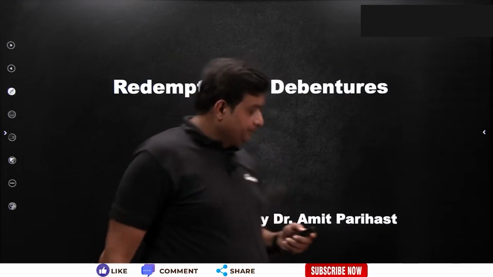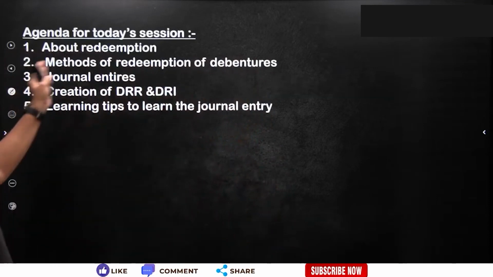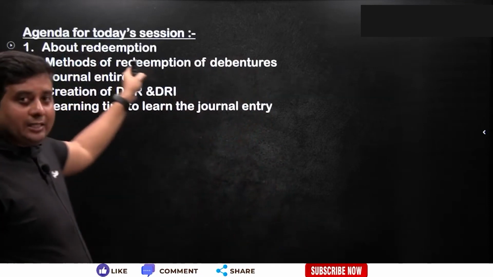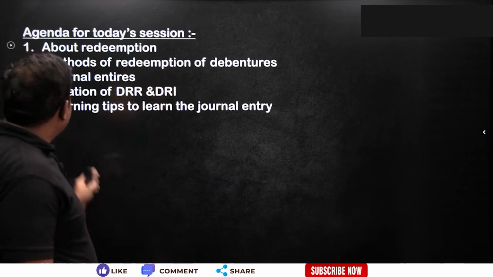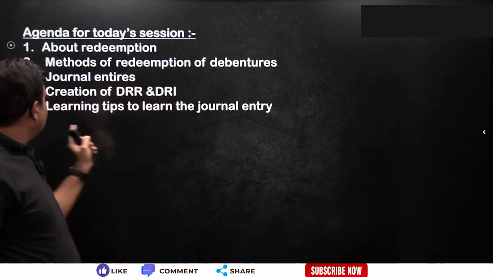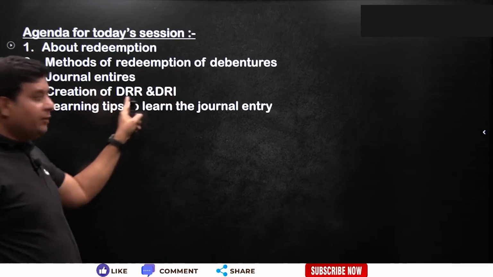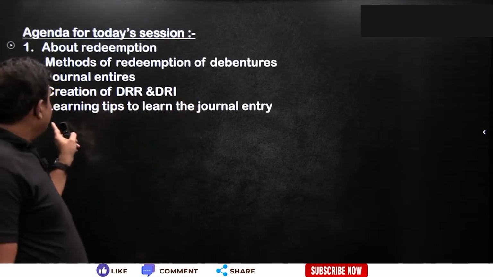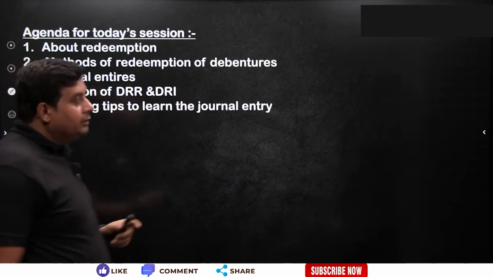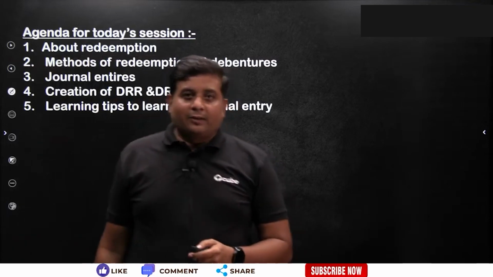So let's start. The agenda for today's session is: we need to understand what redemption is overall, the methods of redemption of debentures, journal entries, creation of DRR and DRI, and again the learning tips to learn the journal entries. So let's start with this.